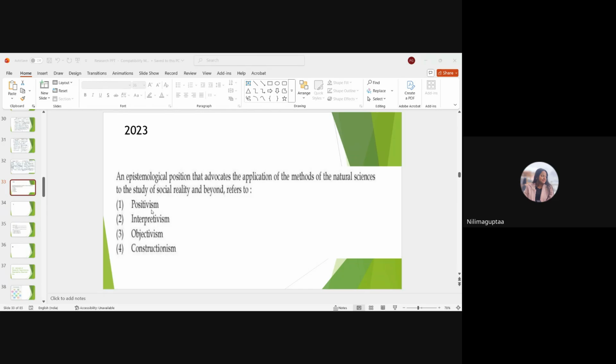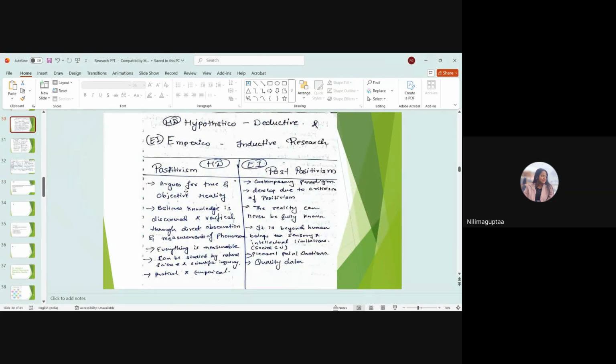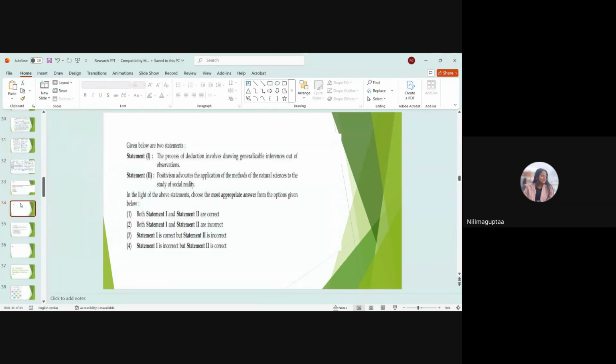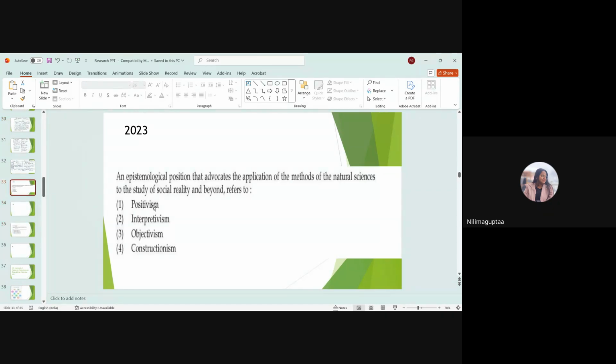So as you can see here, when I talk about natural science, I am talking about positivism, anything that is natural science and scientific inquiry, if you can see the second last point here. And whenever I'm talking about social science, something that cannot be calculated, it will be post-positivism. So the option that was available here was positivism, so that was the correct answer.